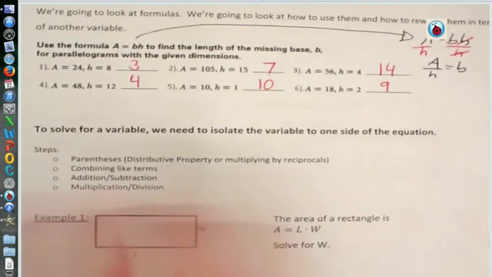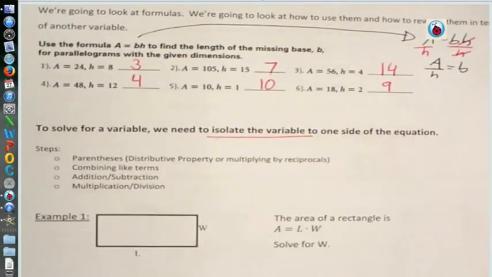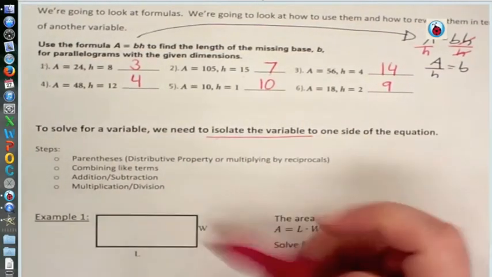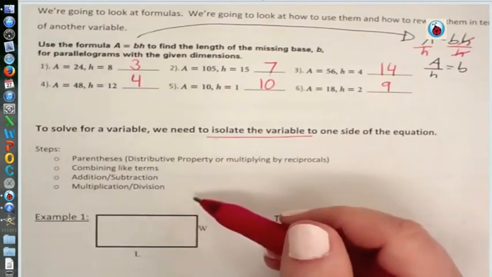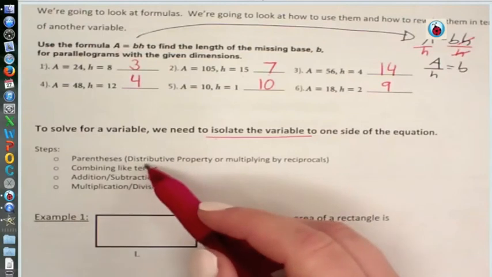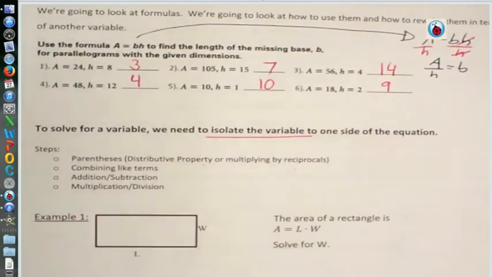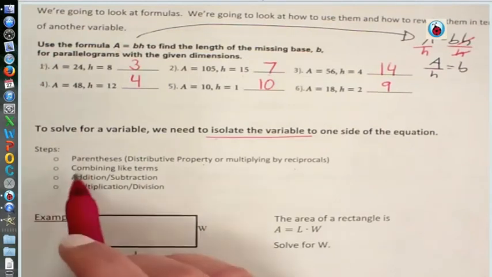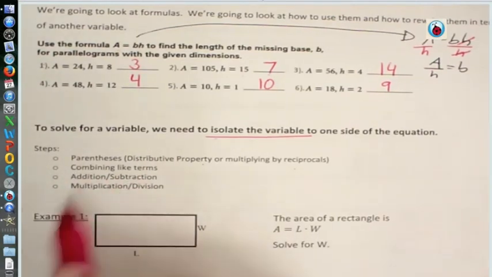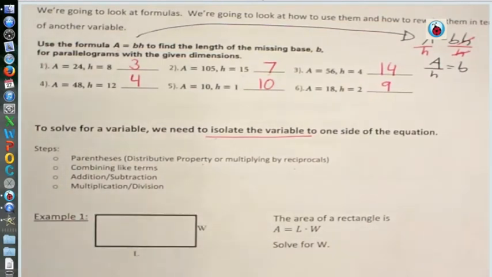All right, so to solve for a variable, we need to isolate the variable to one side of the equation. Some possible steps that you might have to do. You might have to deal with parentheses, so you can do that by using distributive property, or you could also multiply both sides by the reciprocal. You might need to combine like terms. You might need to add or subtract things from both sides of the equation. You might need to multiply or divide things on both sides of the equation.